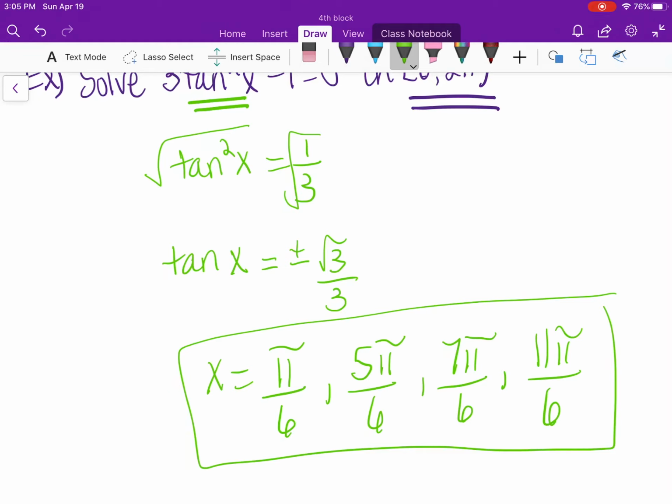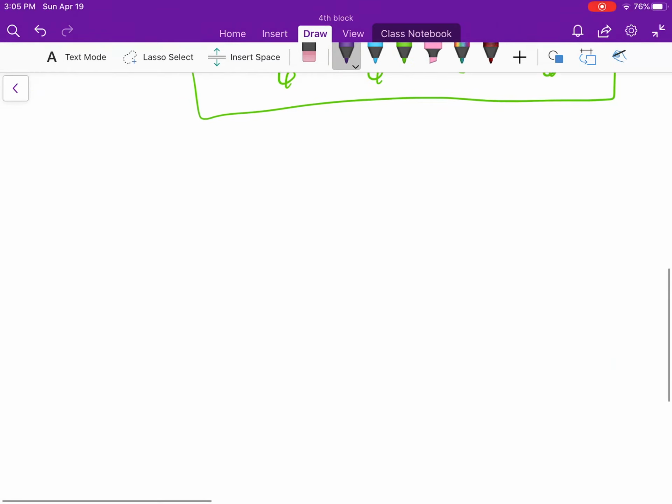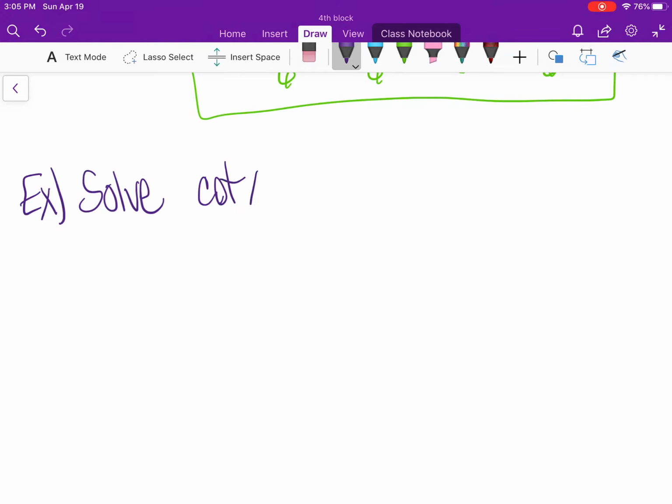Now, for the next couple of examples, we're going to have to use a little bit of factoring in order to be able to solve. So on this one, we're going to solve cotangent of x times cosine squared x is equal to 2 cotangent x.